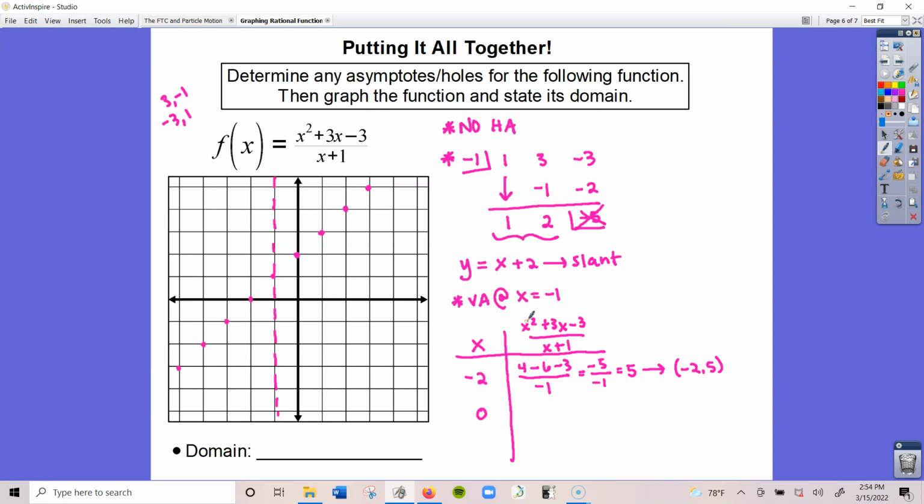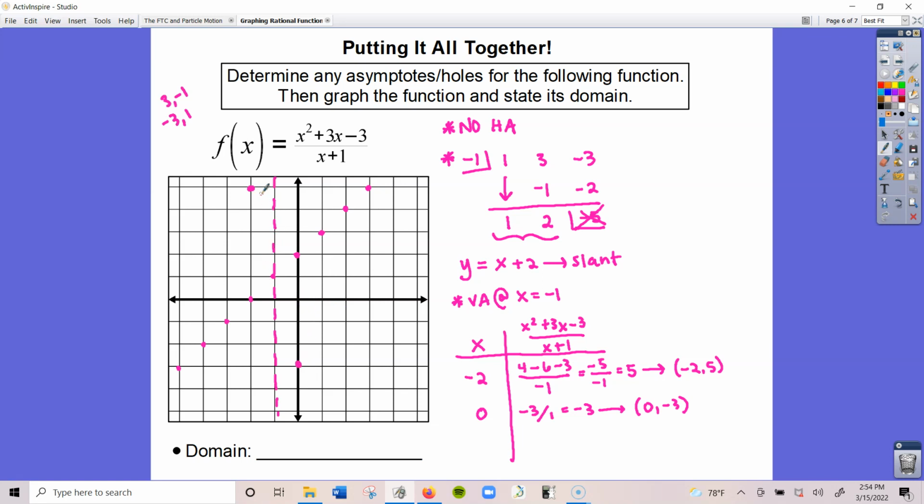Now if I plug in 0, 0 squared is 0, plus 3 times 0 is 0, minus 3 would be -3, over 0 plus 1 is 1, and -3 over 1 is -3. So we have a coordinate at 0, -3. I'm going to plot these 2 points now. We have -2, 5, and then we have 0, -3.